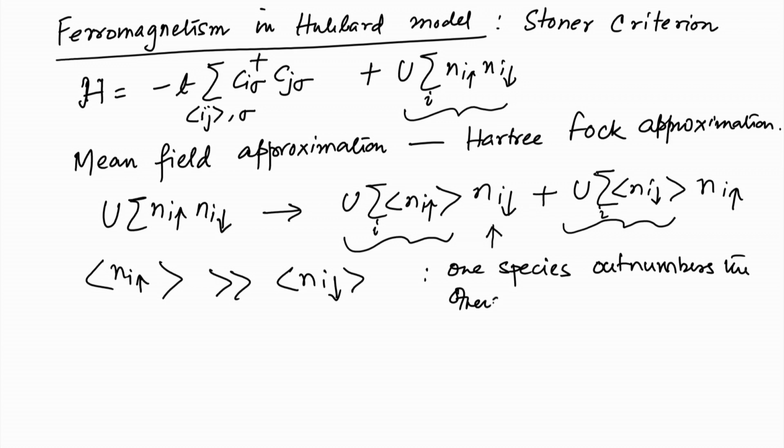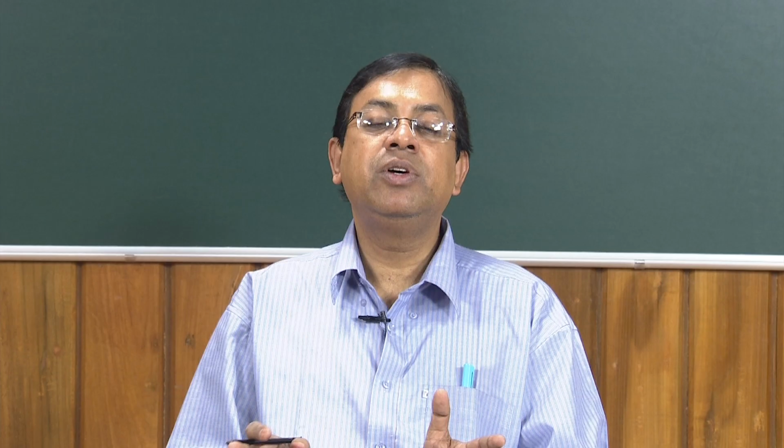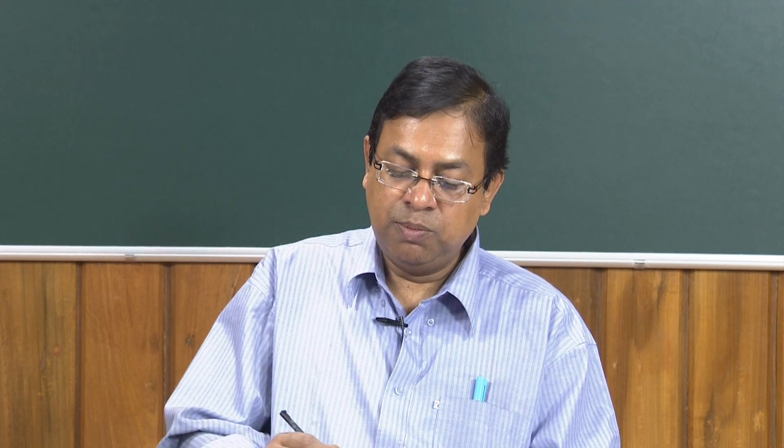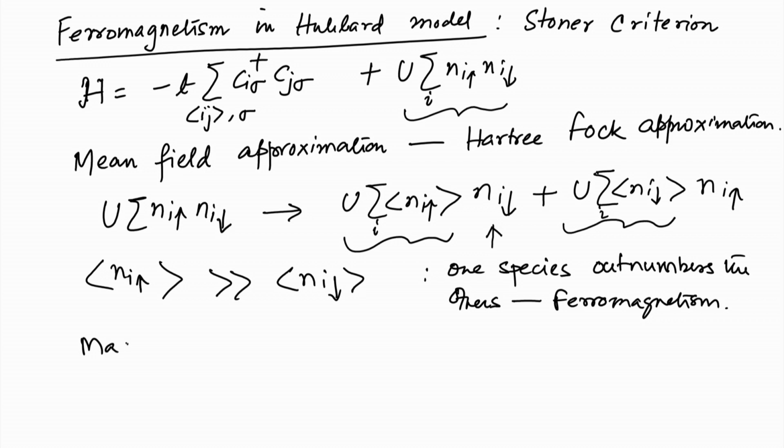And this is the essence of ferromagnetism. You know that in a ferromagnet the majority of spins are pointing in one particular direction. In this model we do not need an external magnetic field to be present. And now let us simply define magnetization.